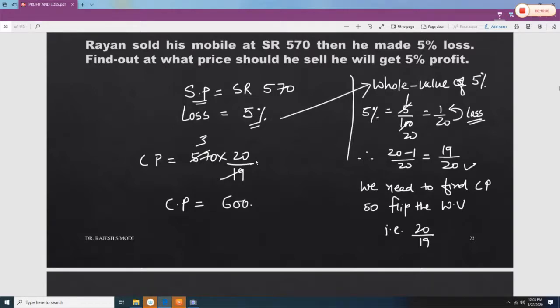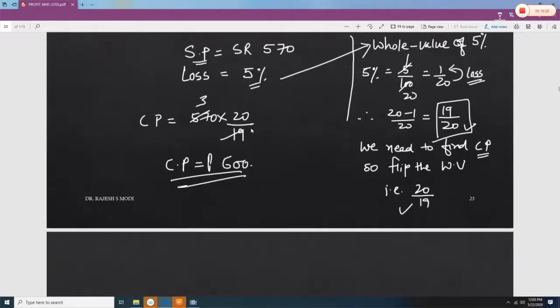And what we need to find out? We need to find out the CP. Whenever you are going to find out the CP, this figure will be flipped. So 19 over 20 becomes 20 over 19. So 570 multiplied by 20 over 19. So CP becomes rupees 600.